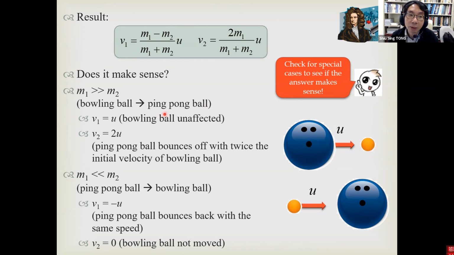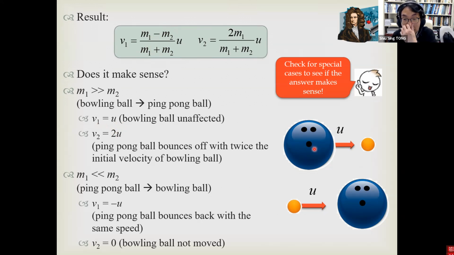Okay. Now look at this equation. If m1 is much greater than m2, that means in the denominator, I can neglect m2 compared with m1. And also in the numerator, I can neglect m2. Here, I can neglect m2 with respect to m1, and in the denominator, I can do the same. And so I have m1 divided by m1, and so I get v1 equal to u.